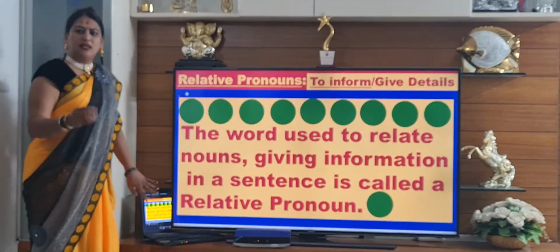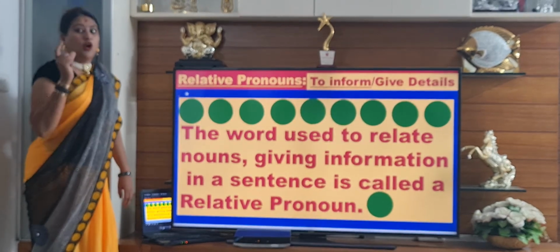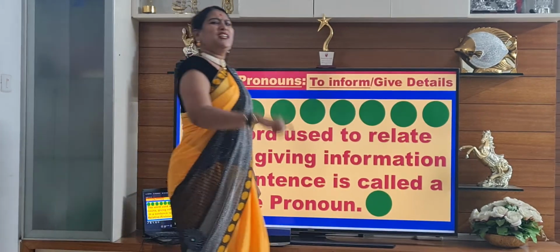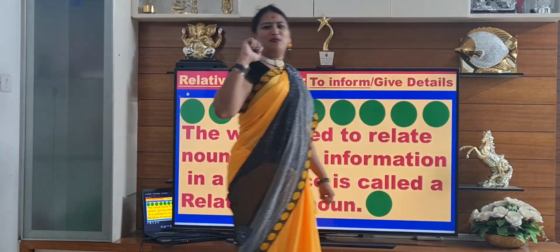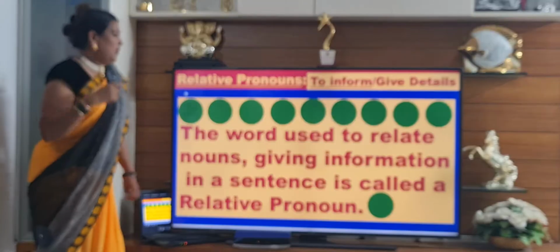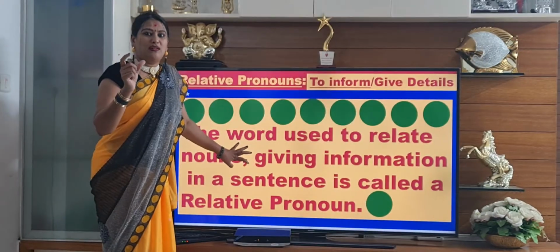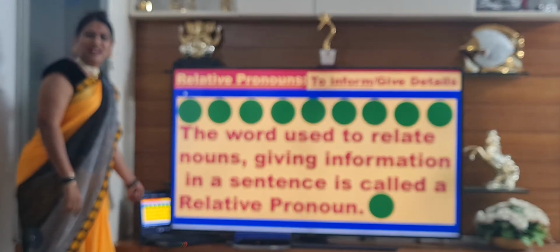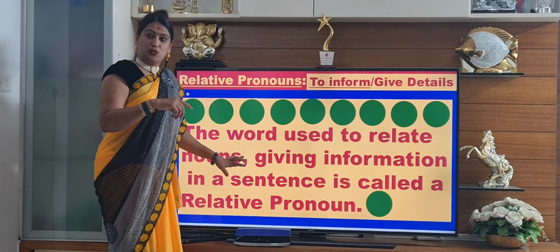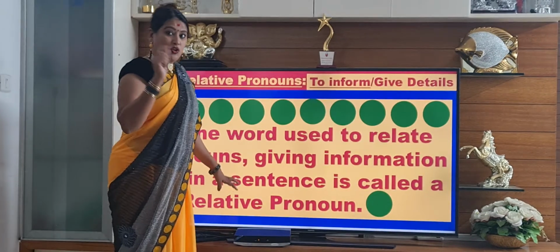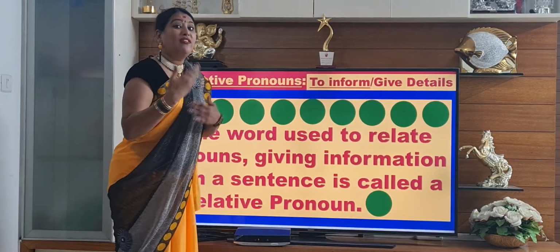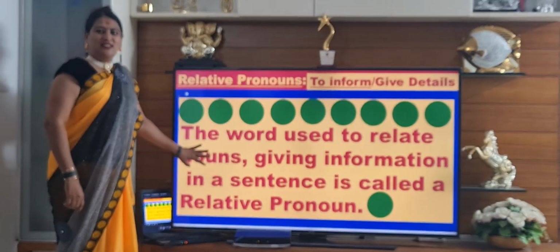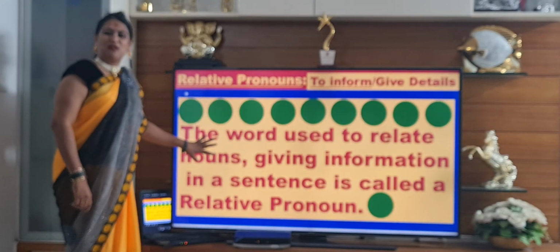Relative pronoun is the WH word used to relate a noun or pronoun by giving information in a sentence. Got it, dear? What is that? It's the WH word. Now you already know what the WH words are. Just now we saw, right? So those WH words which are used in a sentence to give information are called relative pronouns. They show the relationship of the noun or a pronoun.